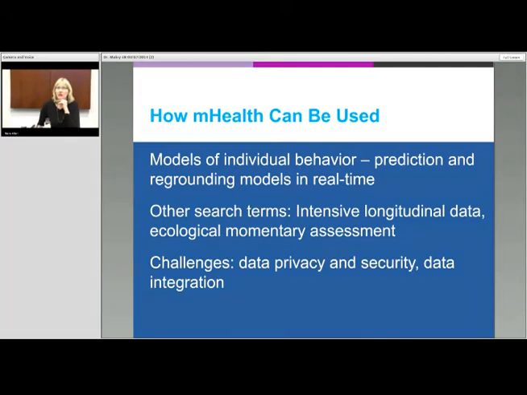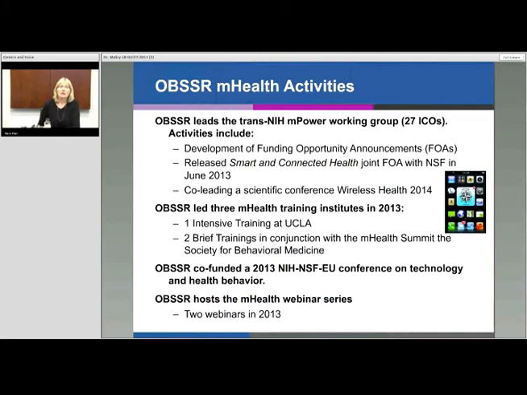Challenges, of course, include data privacy, security, and data integration. And other search terms you might be thinking about when you're looking at mHealth are intensive longitudinal data and ecological momentary assessment. One of our other presenters today, Liz Ginexi, and I just had an article, I don't know if it's been published yet, in Nicotine & Tobacco Research this month or next, on that topic. You could take a look at it.